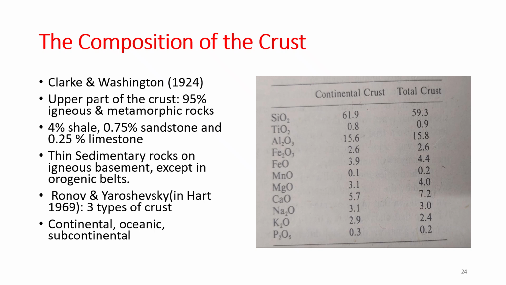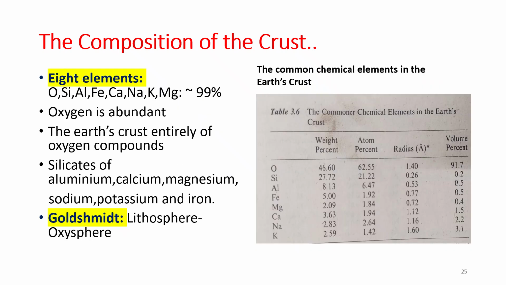According to Ronov and Yaroshevsky, there are three types of the crust. These are named continental, oceanic, and subcontinental. So the crust is predominantly made up of 8 elements. These are oxygen, silicon, aluminum, iron, calcium, sodium, potassium, and magnesium.